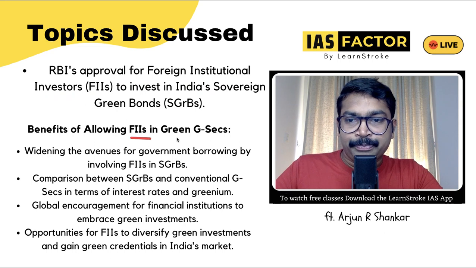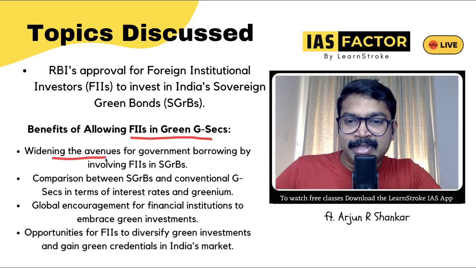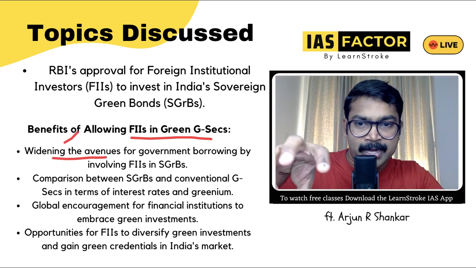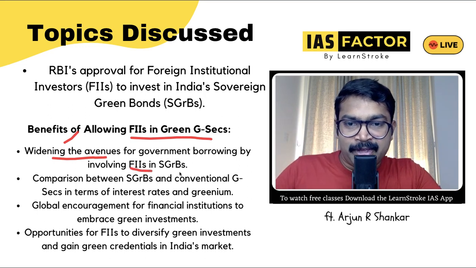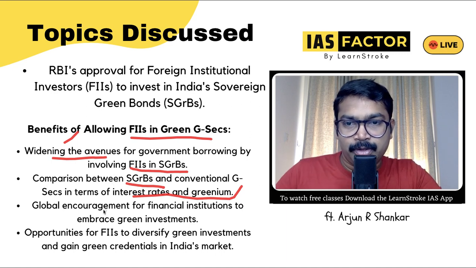So what are the benefits of allowing FIIs in green securities? Widening the avenue for government borrowing. You can widen the avenue, you can get more investments, more people can fund money involving FIIs. So more money from different places comes. Comparison between conventional government securities in terms of interest rates and greenium. Definitely there will be a comparison between the government security and the sovereign green bond.